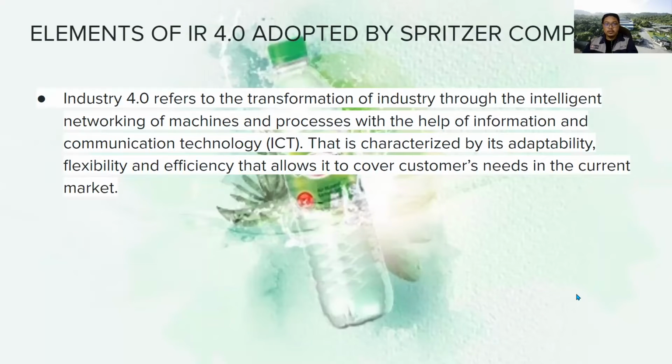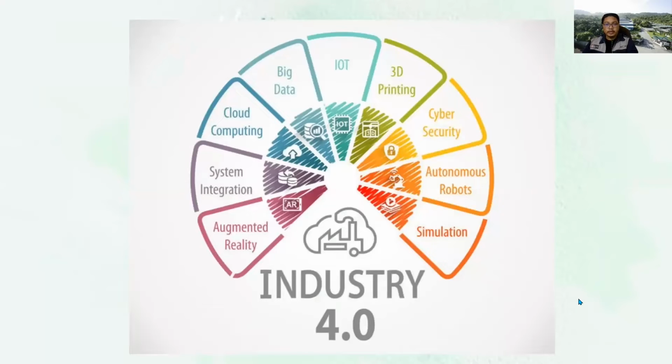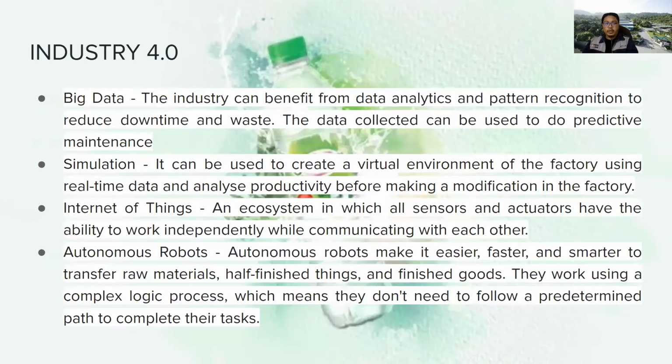Industry 4.0 refers to the transformation of industry through the intelligent networking of machines and processes with the help of information and communication technology (ICT), characterized by its adaptability, flexibility, and efficiency that allow it to cover customer needs in the current market. There are 9 elements involved in Industry 4.0.